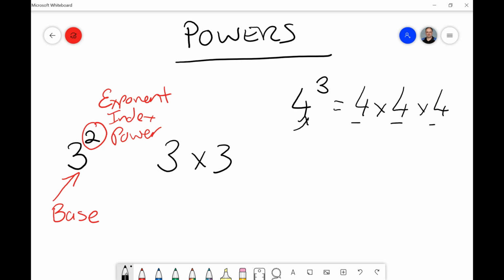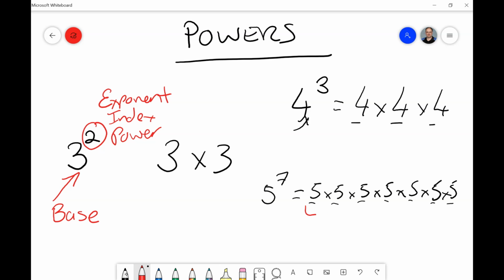Okay, one more example. Let's do 5 to the power of 7. That would be 5 times 5 times 5 times 5 times 5 times 5 times 5. One more. So we got 1, 2, 3, 4, 5, 6, 7 of them. The base value 5 multiplied 7 times. Now, when we see this form here, where we have the number multiplied the number of times that the index says, we call this the expanded form.